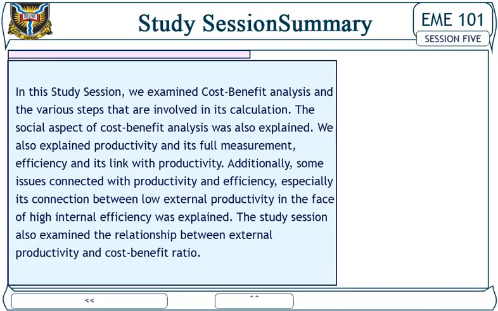Study session summary. In the study session, we examined cost-benefit analysis and the various steps that are involved in its calculation. The social aspect of cost-benefit analysis was also explained. We also explained productivity and its full measurement, efficiency and its link with productivity. Additionally, some issues connected with productivity and efficiency, especially its connection between low external productivity in the face of high internal efficiency, was explained. The study session also examined the relationship between external productivity and cost-benefit ratio. End of study session 5.